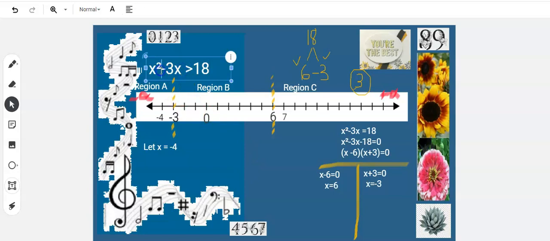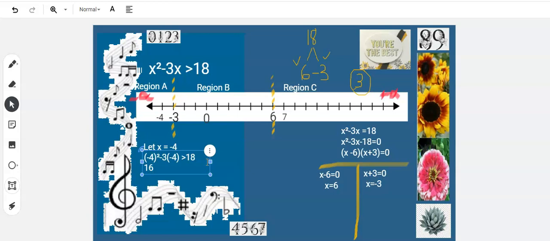Okay, so we are going to write or copy the inequality, and then ilisa na to ang x with negative 4. So we have now negative 4 squared. Then negative 3 times negative 4. Ilisa ang x with negative 4. Okay, then we do PEMDAS. We calculate. Negative 4 times negative 4, yes, minimum positive. And 4 times 4 is 16. So, negative 4 times negative 4 is positive 16.